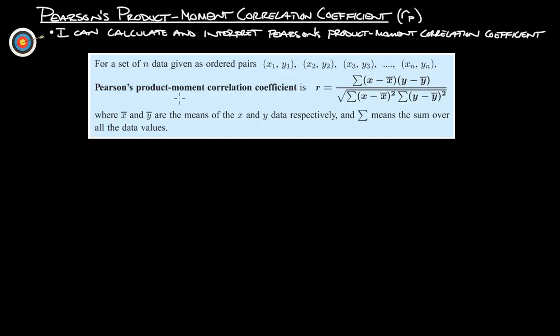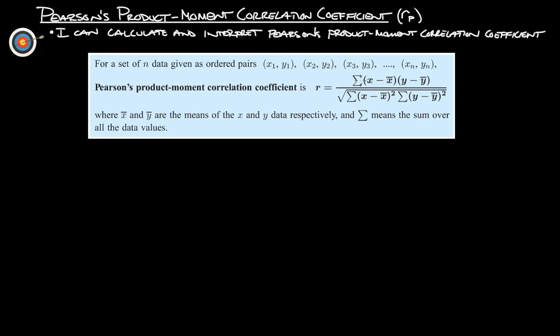Okay? So, for a set of n data given as ordered pairs x1, y1, x2, y2, and so on, all the way up to the last piece of data, Pearson's product moment correlation coefficient is r equals, and it's this big, lovely equation here. I'm going to give you a hint right now. Don't write this down. I'm going to show you a nicer way. But here's what it is.